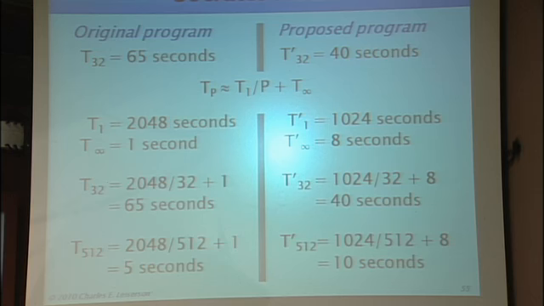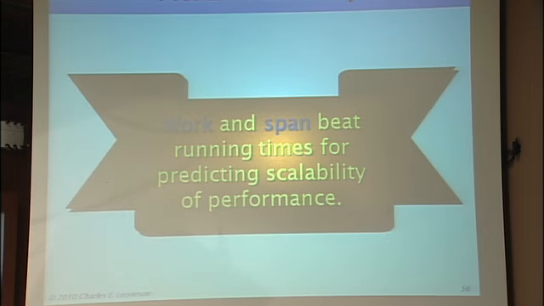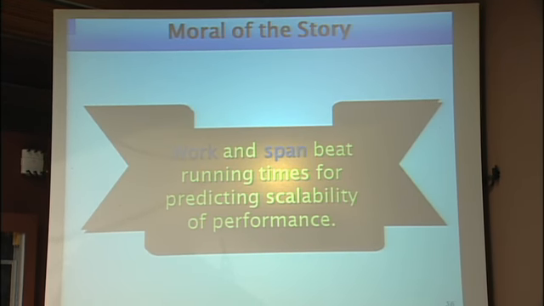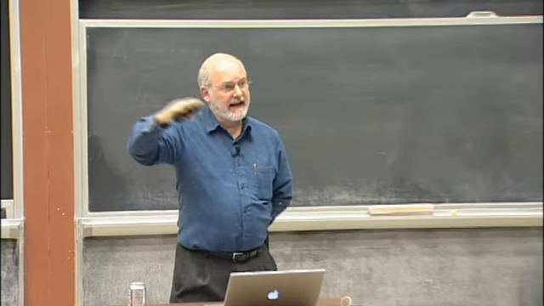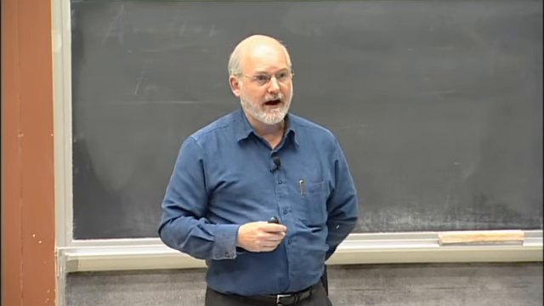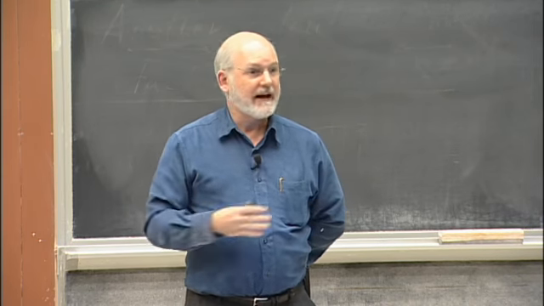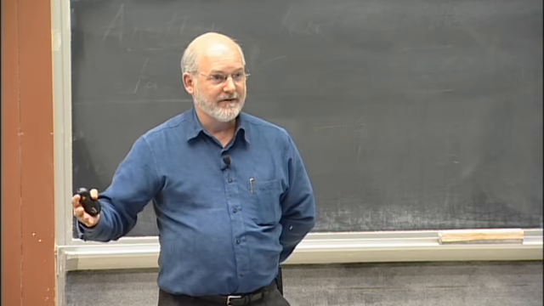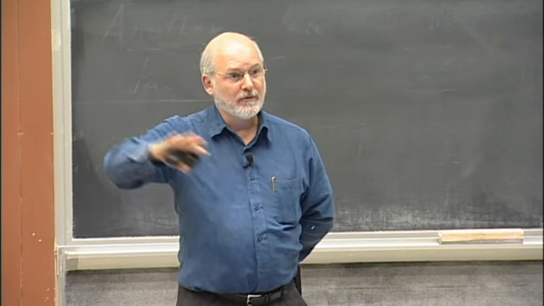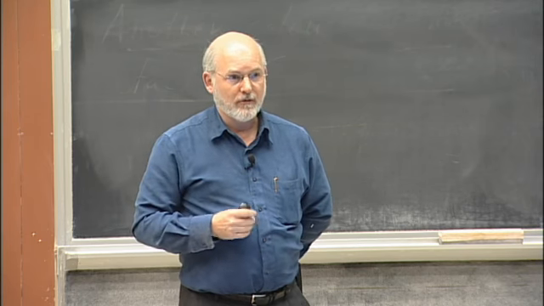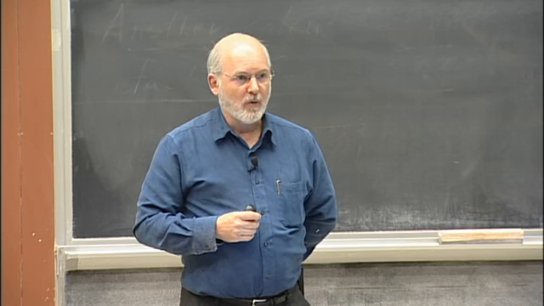The point is that work and span typically will beat running times for predicting scalability of performance. You can measure a particular thing, but what you really want to know is, is this going to scale? And how is it going to scale into the future? People who are building multi-core applications today want to know that once they code it up, they won't be told in 2 years that they've got to recode it all because the number of cores doubled. They want some future-proof notion that there's a lot of parallelism in this program.